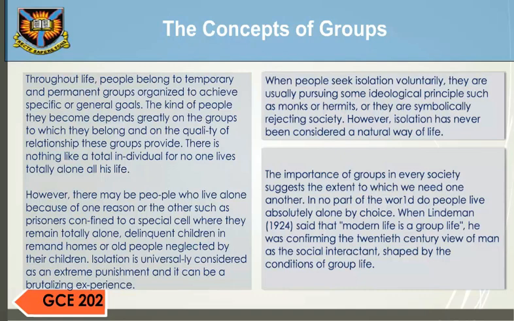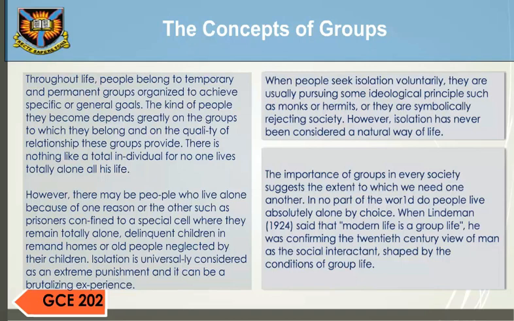The kind of people they become depends greatly on the groups to which they belong and on the quality of relationship these groups provide. There is nothing like a total individual, for no one lives totally alone all his life. However, there may be people who live alone because of one reason or the other, such as prisoners confined to a special cell where they remain totally alone, delinquent children in remand homes, or old people neglected by their children.